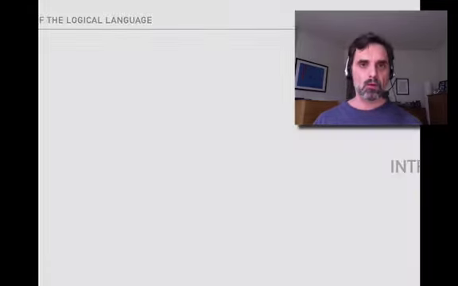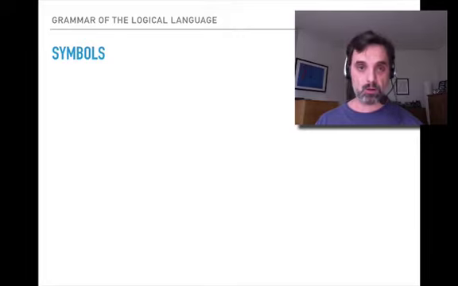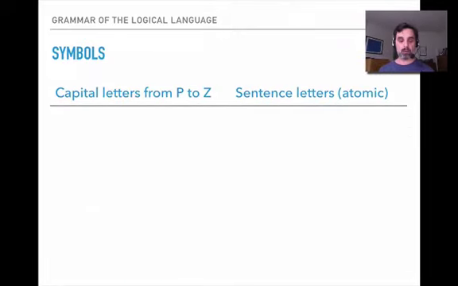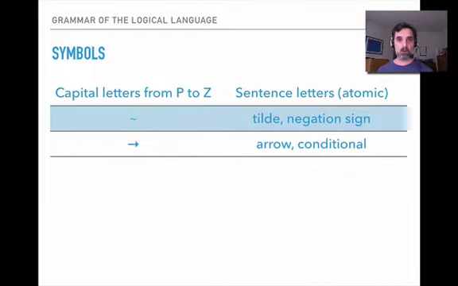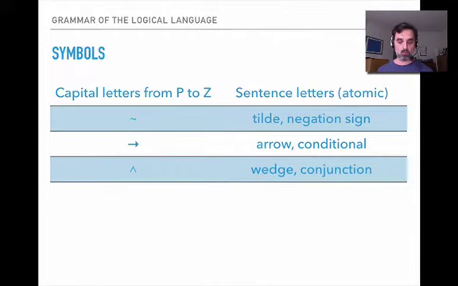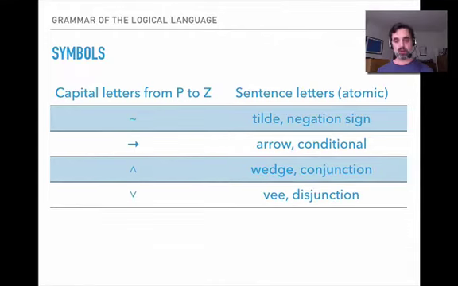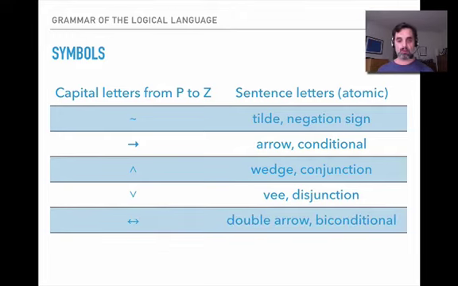Okay, so first of all, we want to review our symbols just so we know what they are. So we have capital letters from P to Z, and those are the sentence letters. Those are atomic because they're sentences and they don't contain other sentences as parts. Then we have the tilde or the negation sign. We have the arrow or the conditional. We have the wedge or conjunction. We have the V or disjunction. We have the double arrow or biconditional. And we have the parentheses. And actually it's going to turn out, as surprising as this may seem, a bunch of this video is going to have to do with how parentheses work.